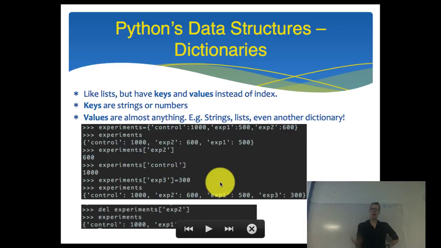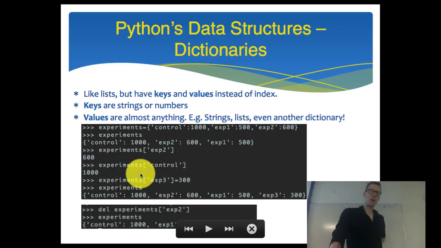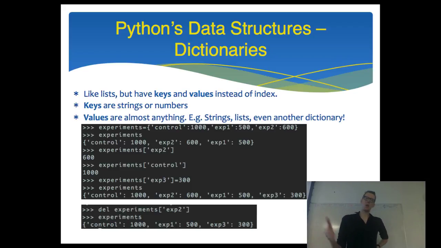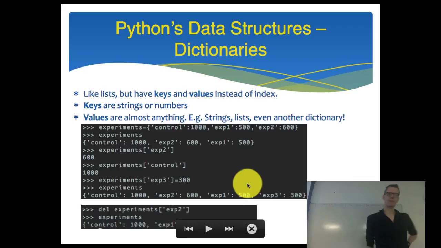You can add or update values in a dictionary just in the way you might expect. You do experiments, and then I might define a new key, exp3, and I'm going to put that on the left of an equal sign, and on the right the new value I want that to have. So I want the key exp3 to have the value 300. Now when I check what's in my experiment dictionary, it's all of the three experiments and the control. Remember, the order is arbitrary. So we have control, exp1, exp2, and exp3 all in our dictionary, and it's added exp3 using this line.